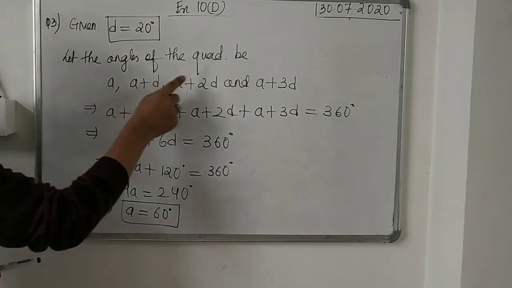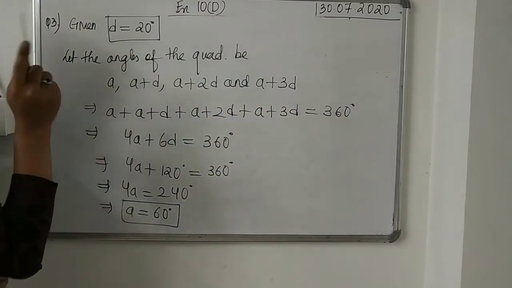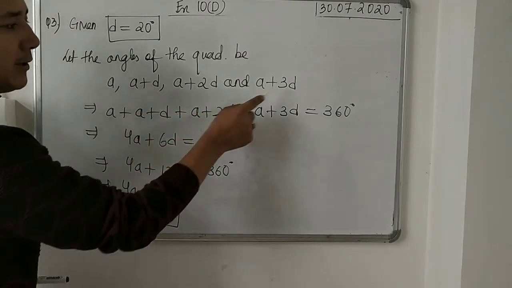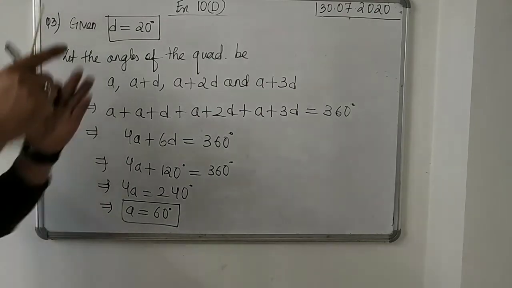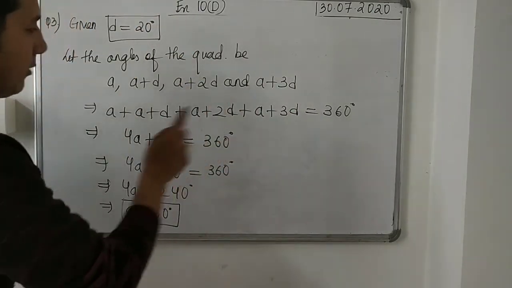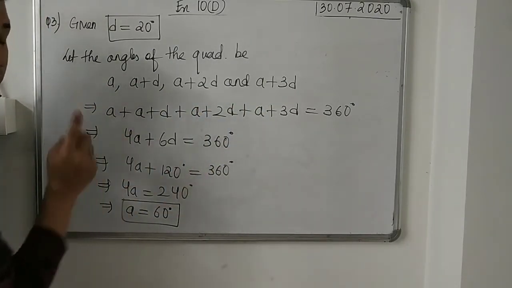The angles of the quadrilateral are in AP. So since the angles are in AP, we have to assume the angles as a, a plus d, a plus 2d, a plus 3d. These are the 4 angles of the quadrilateral. Now we know in a quadrilateral, if I add all the angles, the sum is how much? 360 degrees. So add all this. Adding all this will give you 4a plus 6d is equal to 360.